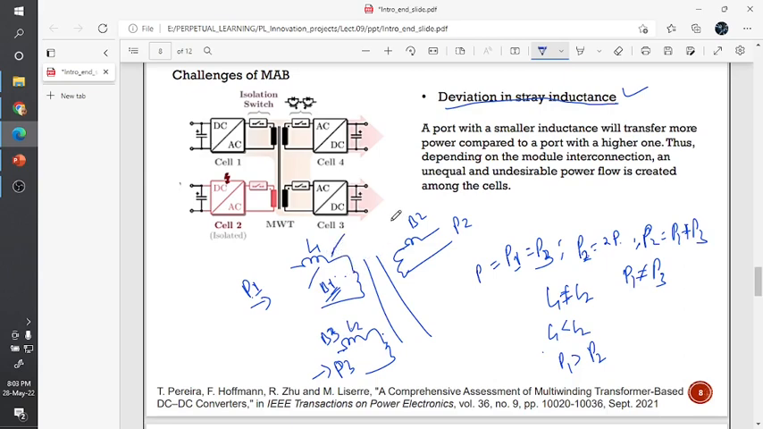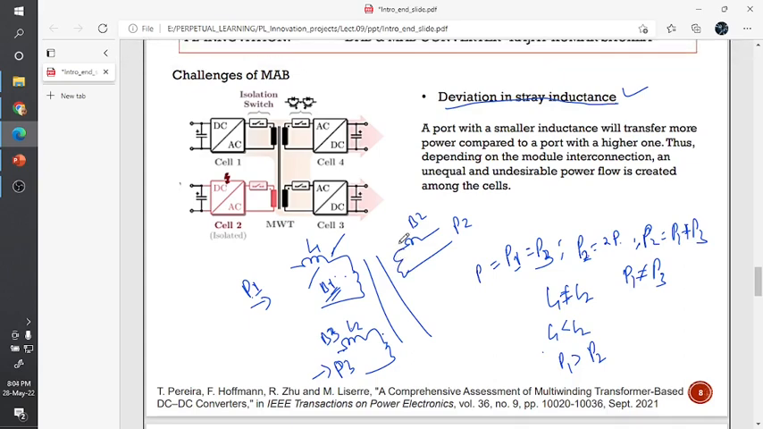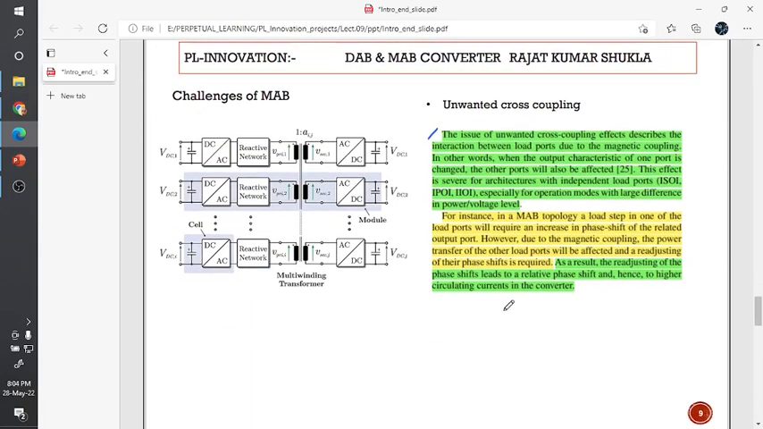This is one of the challenges which can be solved by other things. There is different research going on today. What is another challenge associated with the multi-active bridge converter? Let me show you. This is one thing: unwanted cross coupling.